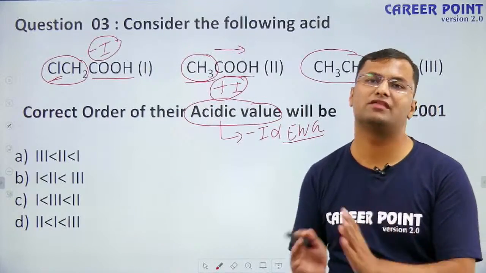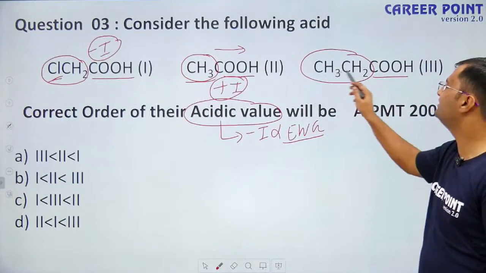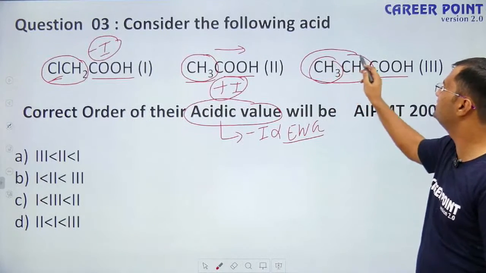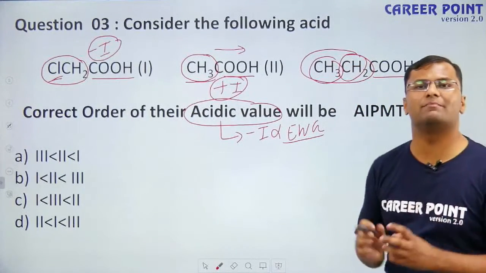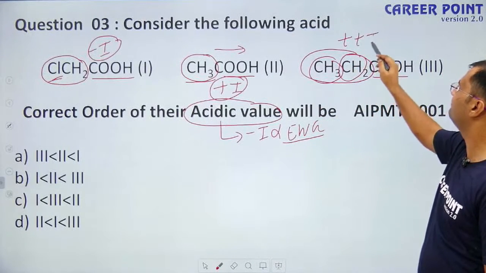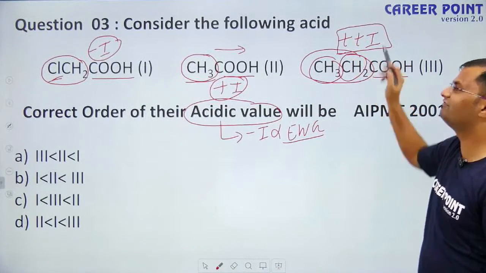What? It gives plus I effect. Now we will move further for CH2, CH3, CH2. Here this is CH3 and this is CH2. These both combine with each other and they are giving more and more plus I effect.